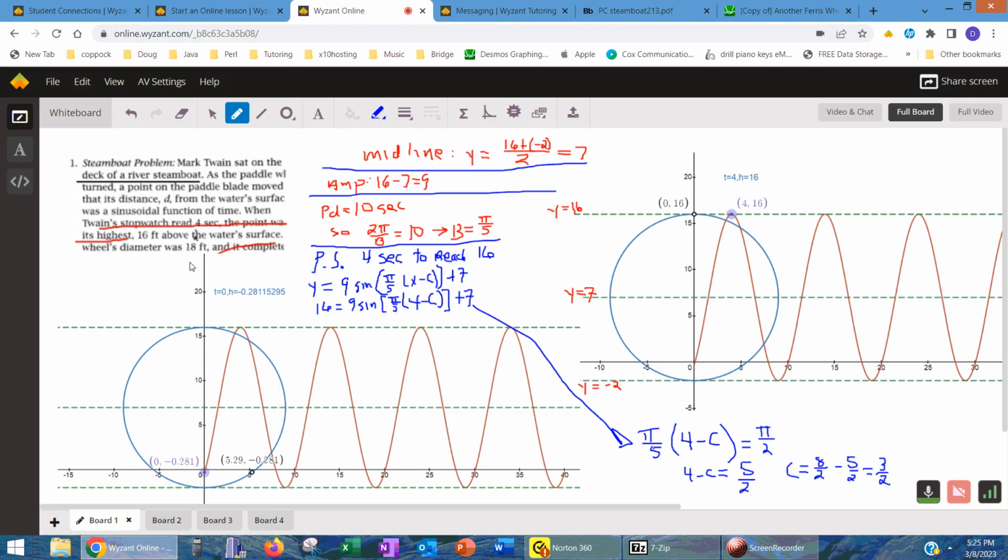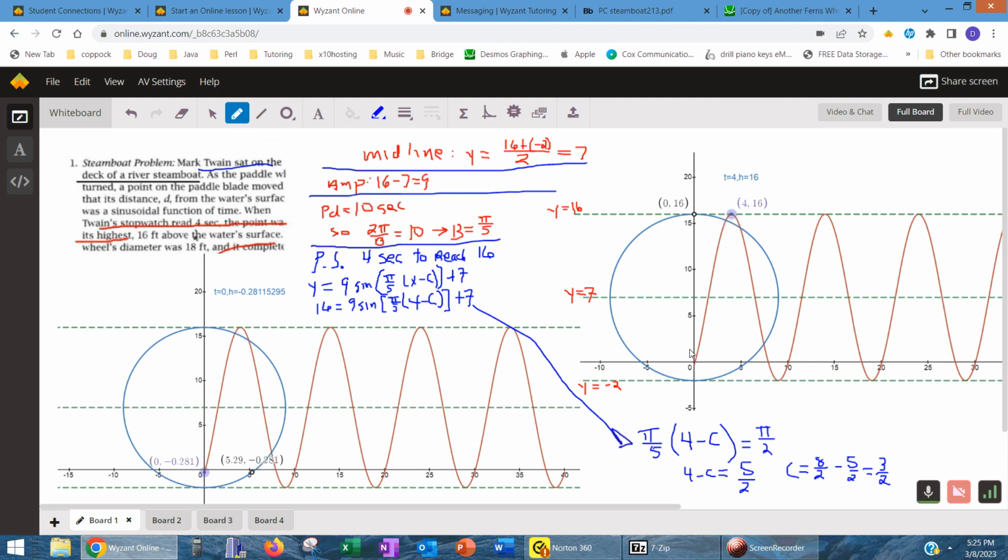Okay, here's the Steamboat problem. I don't like the problem because it says Mark Twain spots a point on the paddle, and really the point is underwater when he's first spotting the point, but that's kind of beside the point. We want to concentrate on getting the equation of the sinusoidal function.